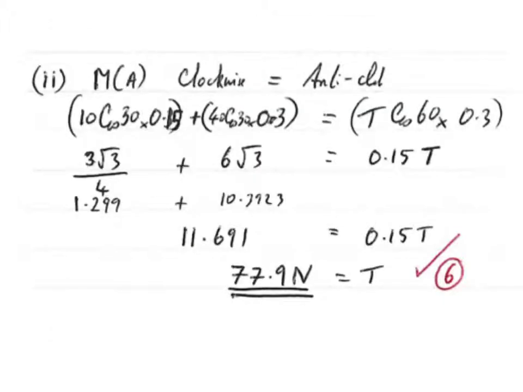Remember, a moment is the force times the distance. A lot of people are forgetting to multiply by the distance. I think it's best to change the distance into meters. So we have the clockwise will equal anti-clockwise. 10 cosine of 30 times 0.15 plus the 40 cosine of 30 times 0.3 will equal t cosine of 60 times the 0.3. Rearrange, t should equal 77.9 newtons.